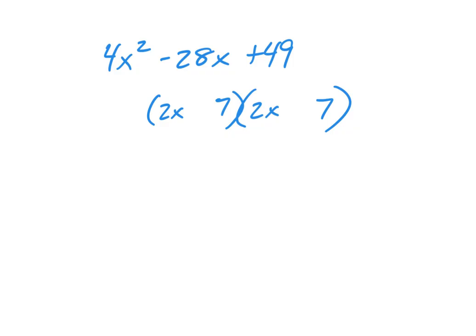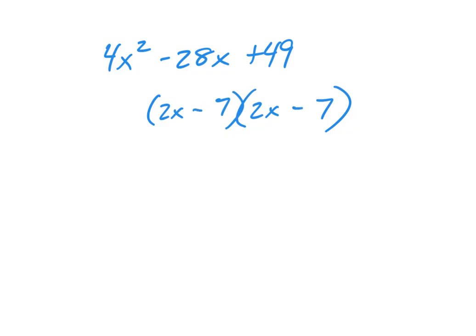What kind of sign would we put? Okay, this is a positive, right? But because this is negative, we need both of these to be negative. So if the middle term is negative, we need both of these to be negative. And so we would do negative and negative.